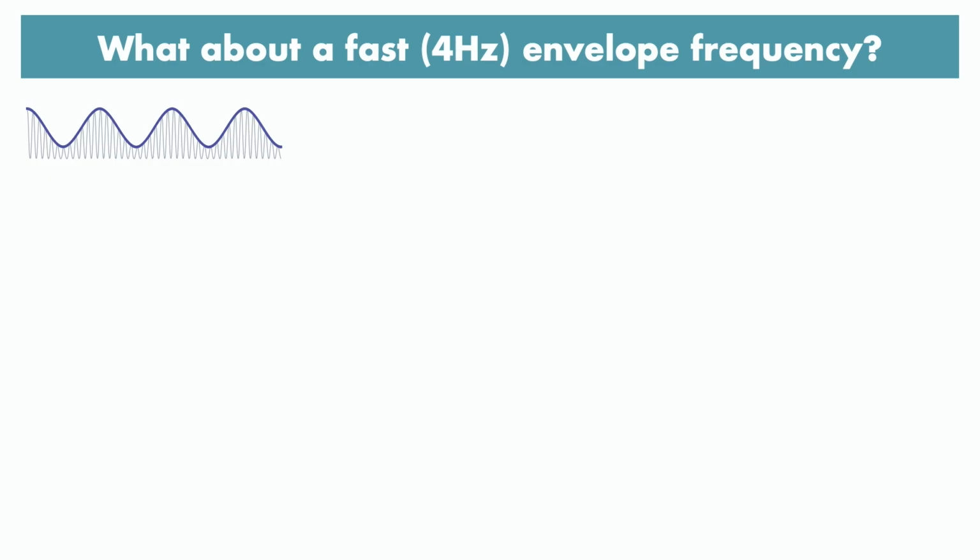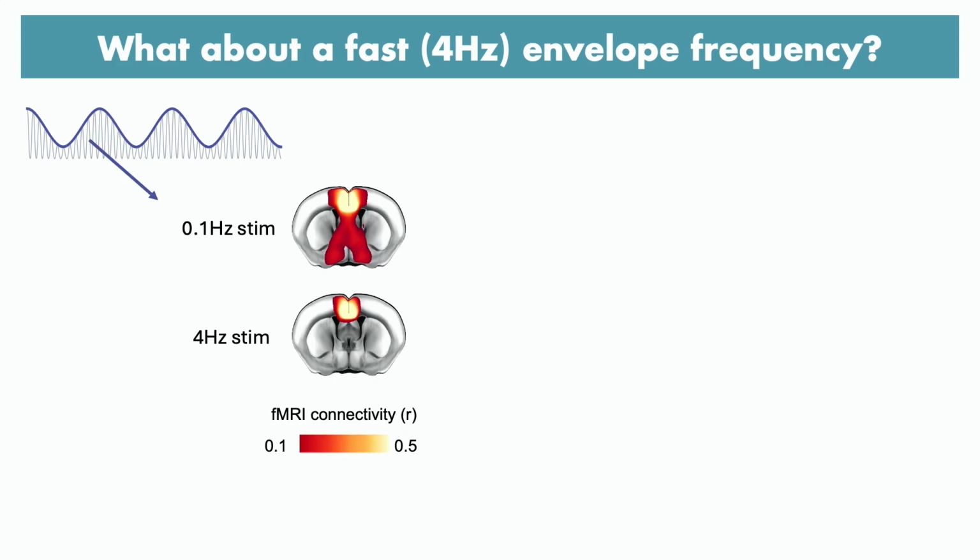So then we wanted to ask, if it's the slow frequency we're interested in, how slow is slow? What happens if we change this to a faster 4 hertz? And we did that. We looked at functional connectivity, and we saw no functional connectivity with 4 hertz stimulation. And some of you who do bold imaging may know that maybe this is because we sample only at 1 hertz.